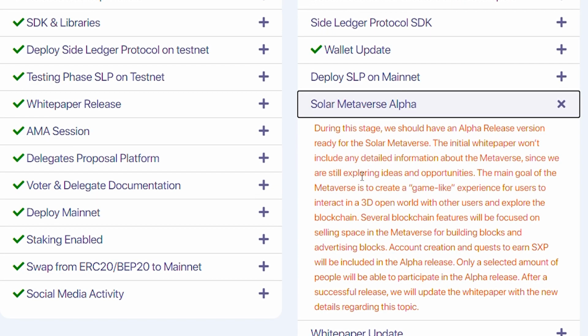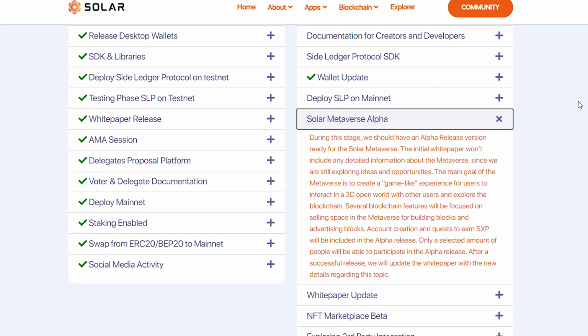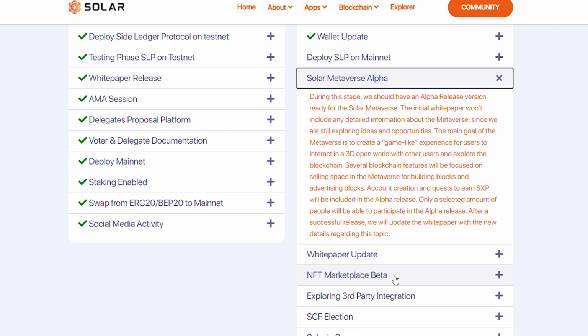The initial white paper won't include any detailed information about the Metaverse since we are still exploring ideas and opportunities, guys. I think this is actually really relevant with a lot of the hype these days growing very strong around Metaverse, NFTs, and blockchain gaming. So really good to see the Solar blockchain being able to support these kinds of demands. We've also got an NFT marketplace beta to look forward to in Q2, as well as Solar in space and a new white paper update.